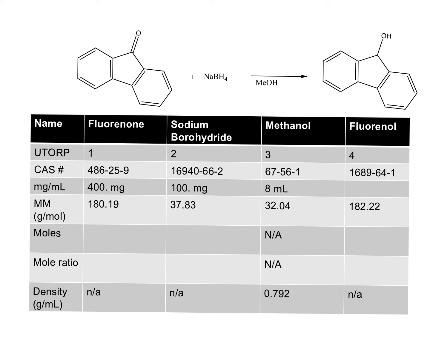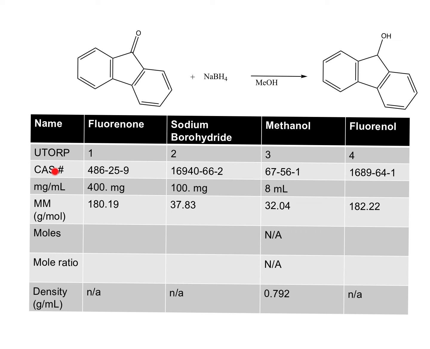I think that's self-explanatory. The row for the UTORP, this is the number that these compounds have in your UTORP. So this is going to be different probably for everybody. So in this example, I'm just assuming this is the first experiment we did, and so these are the 1, 2, 3, 4 compounds in my hypothetical example UTORP. But these numbers would just be whatever UTORP numbers these compounds have in your UTORP.